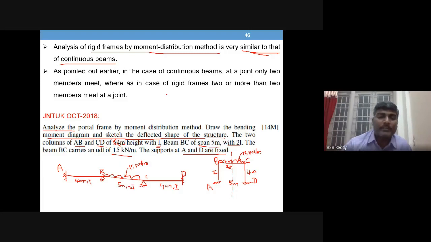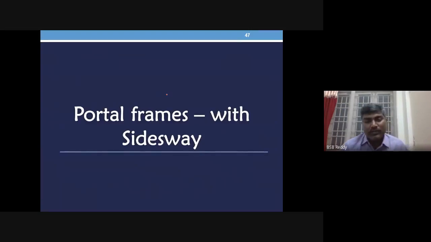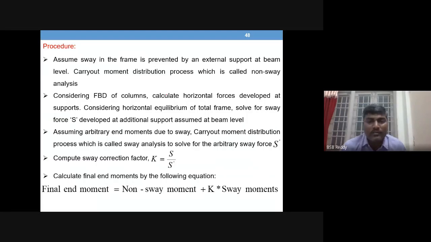Okay, right. So going for the other case, what if the frames are having sway? So when do you expect sway? Just like I was telling that the frame, if it is symmetric, you don't get sway. So any unsymmetry, load unsymmetry, geometric unsymmetry, can cause the sway to the frame. Okay, so how do you deal with the sway frames?